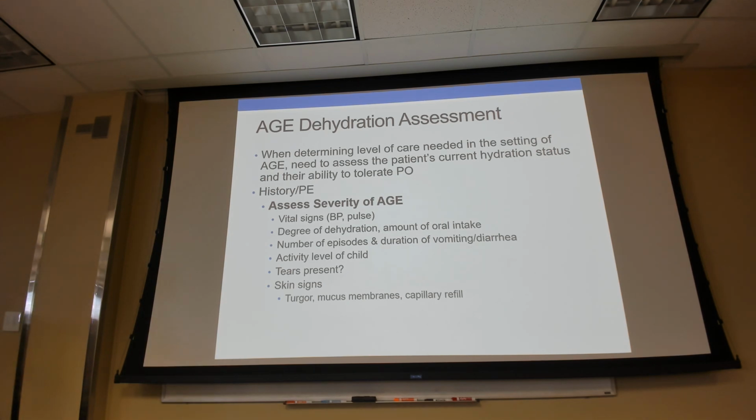But back to AGE. So we're talking about the kiddos and dehydration. So the biggest question, the only question that should matter for children: can they tolerate PO? If they can tolerate PO, use their gut. Just pretty much period, if they can do that.